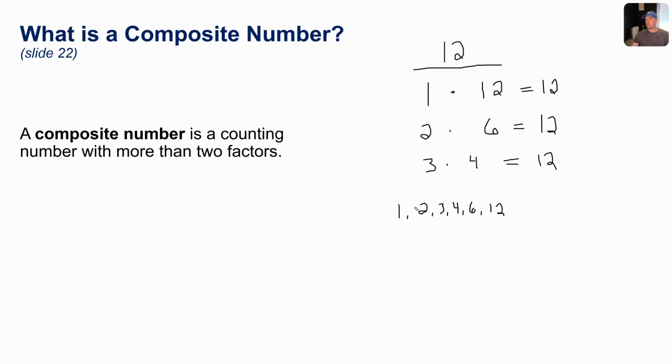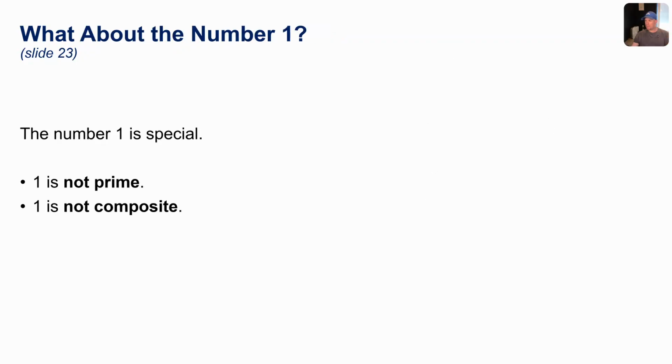So that doesn't meet the definition of a prime number. A prime number has exactly 2 factors, 1 and the number itself. Now, what about the number 1? The number 1 is special. It is not prime because a prime number has two factors, and it's also not composite because it has only one factor. So because 1 has only one factor, itself, it's its own unique number. It's not categorized within either of those groups. Again, prime numbers have exactly two factors.